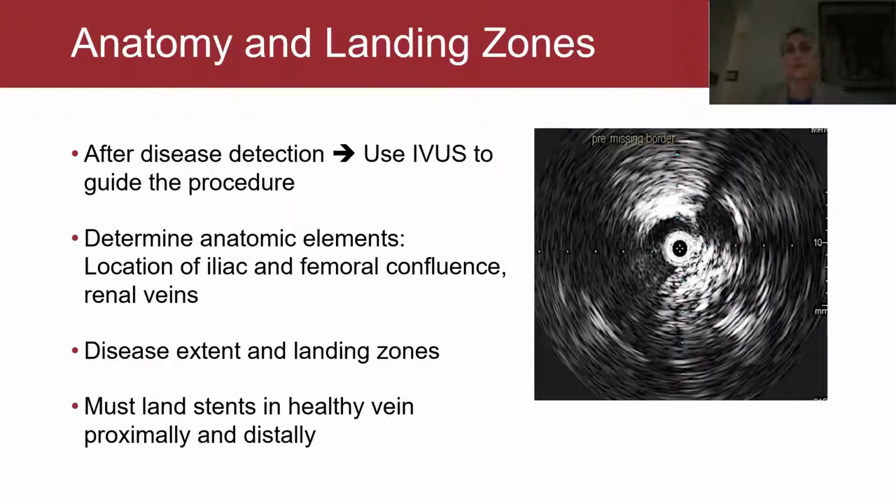After disease detection, the IVUS is still useful to decide the rest of your decision-making. So the next step, after I decide yes, there's significant disease, is I'm now going to use my IVUS to determine my anatomic elements: the location of the iliac and femoral confluence, as well as the renal veins if I'm stenting into the cava. I then want to know my disease extent and the landing zones, because you have to land your stents in healthy portions of vein, both proximally and distally.